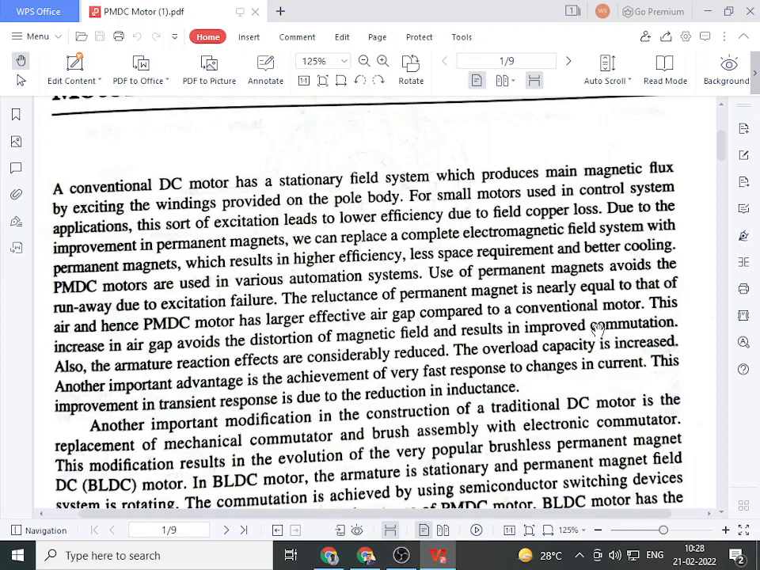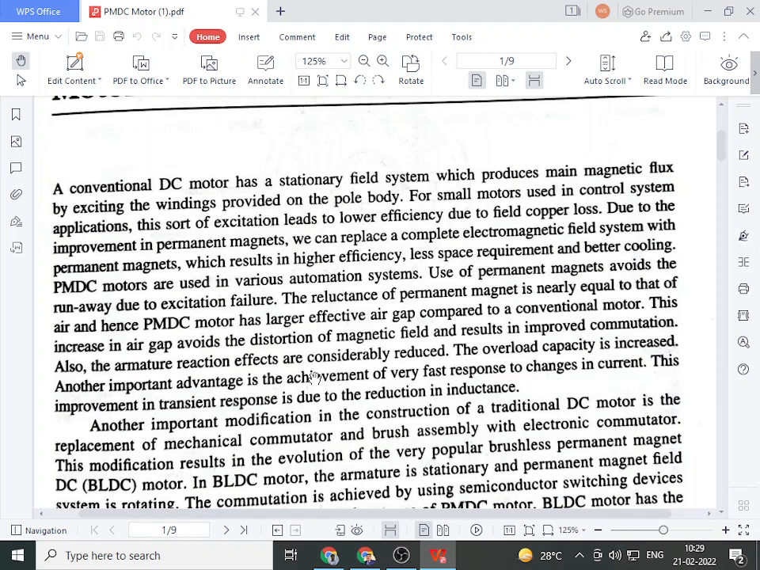The effective air gap length increases in the PMDC motor, and that will increase the torque developed by the motor. The second thing is that this air gap avoids the distortion of the magnetic field that takes place due to the effect of armature flux. I think you are familiar with this. There is distortion of the main field due to the effect of armature flux, and that effect is termed armature reaction. So armature reaction effects in a PMDC motor are considerably reduced due to the increment in the effective length of the air gap.